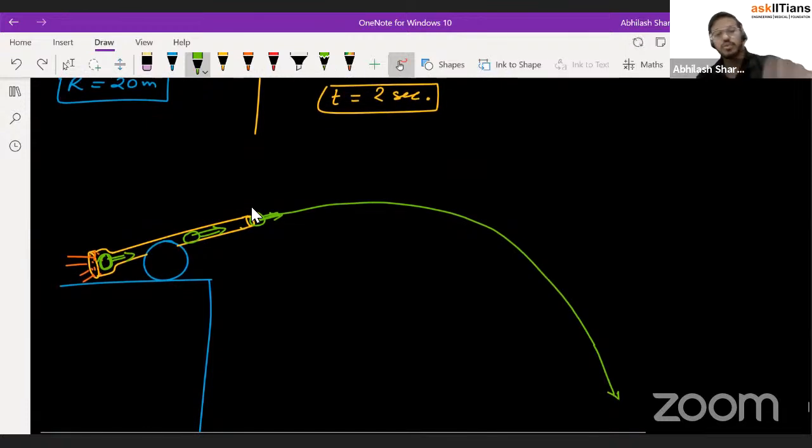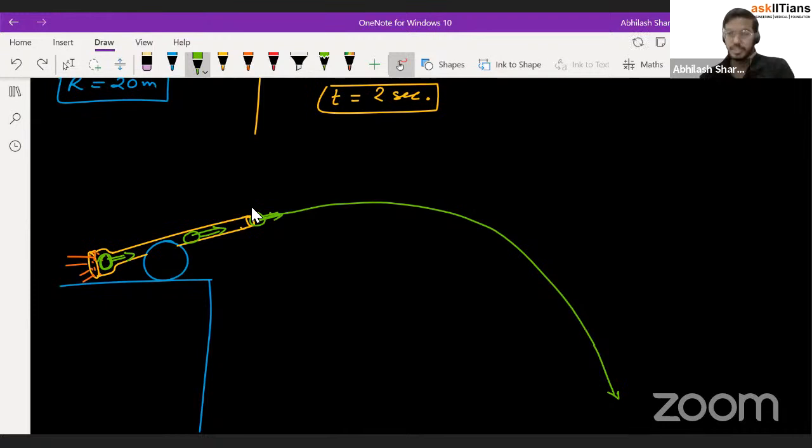Yes. Now these kinds of motion where we project objects. What we have done, we have projected the cannonball. Any kind of motion where you project objects is called projectile motion. So what do we name it? Projectile.